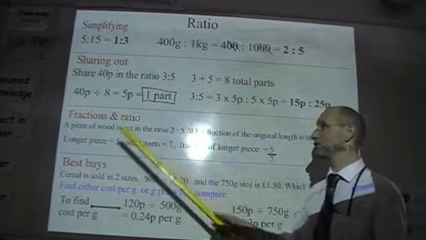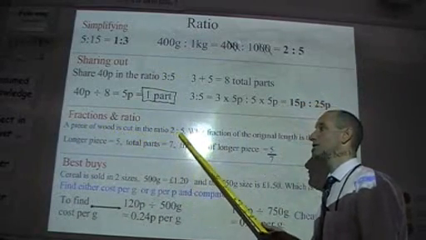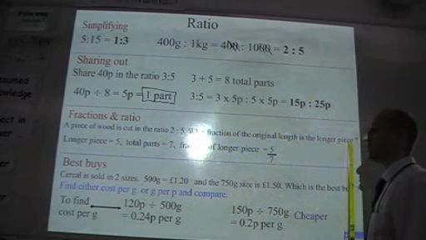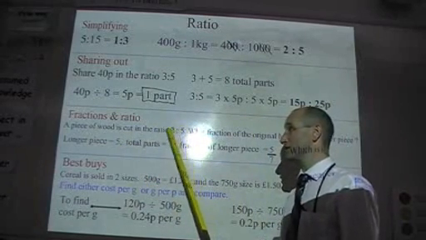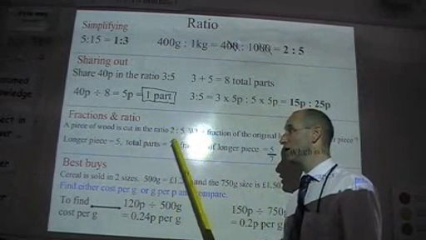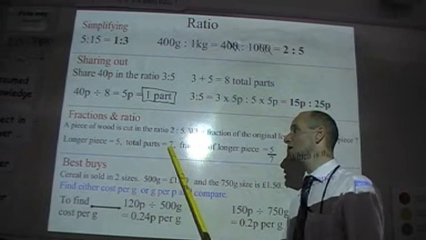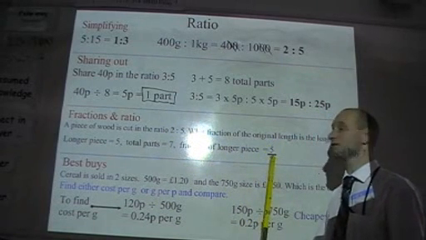I'll just read this question through. A piece of wood is cut in the ratio 2 to 5. What fraction of the original length is the longest piece? Now I know the longest piece is going to be 5, because it's the greater part of the ratio. I know there are 7 total parts, 2 plus 5 is 7. So the fraction of the longer piece will be 5 out of 7.